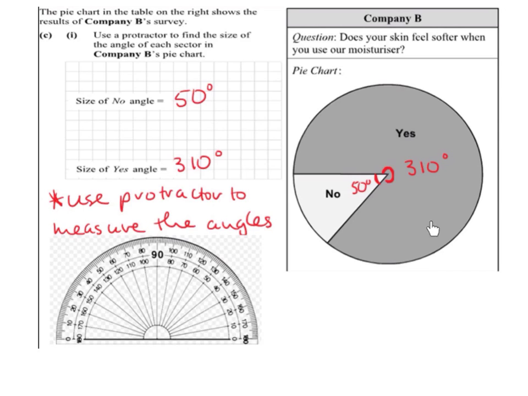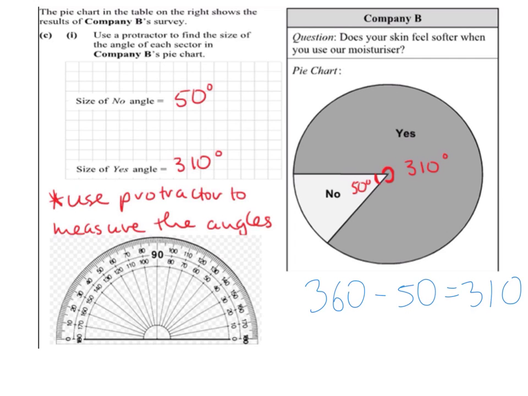And then to get the yes angle, we know that the entire circle or the entire pie chart adds up to 360 degrees. So we could say 360 degrees minus 50 degrees will leave us with 310 degrees. That would be a much quicker way of finding out the yes angle, because the yes angle is a reflex angle, which means it's bigger than 180 degrees.